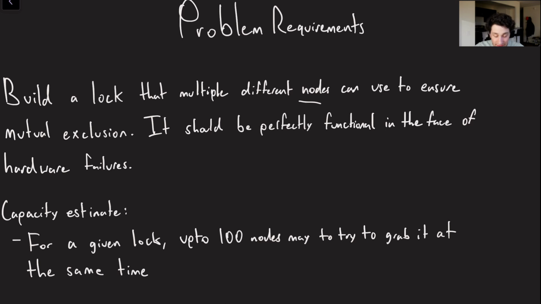The reason for that is that a lot of our servers are going to potentially be relying on this. For a particular lock, we can have up to 100 nodes that may be trying to grab it at the same time. Now, admittedly, this capacity estimate is not really going to come into play too much during the course of this video, but more from an abstract perspective, we want to talk about how to make sure that we're not having all 100 of those computers competing with one another at the same time and causing a ton of load on that distributed lock.